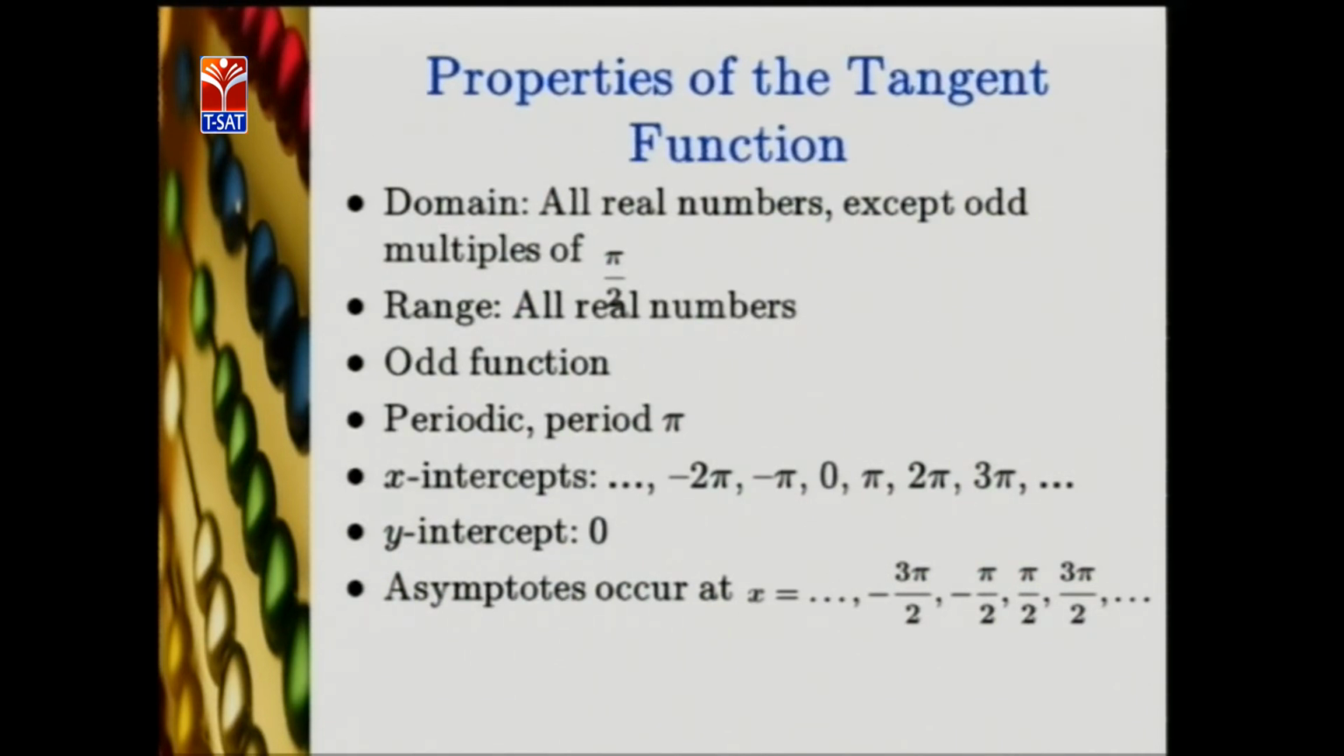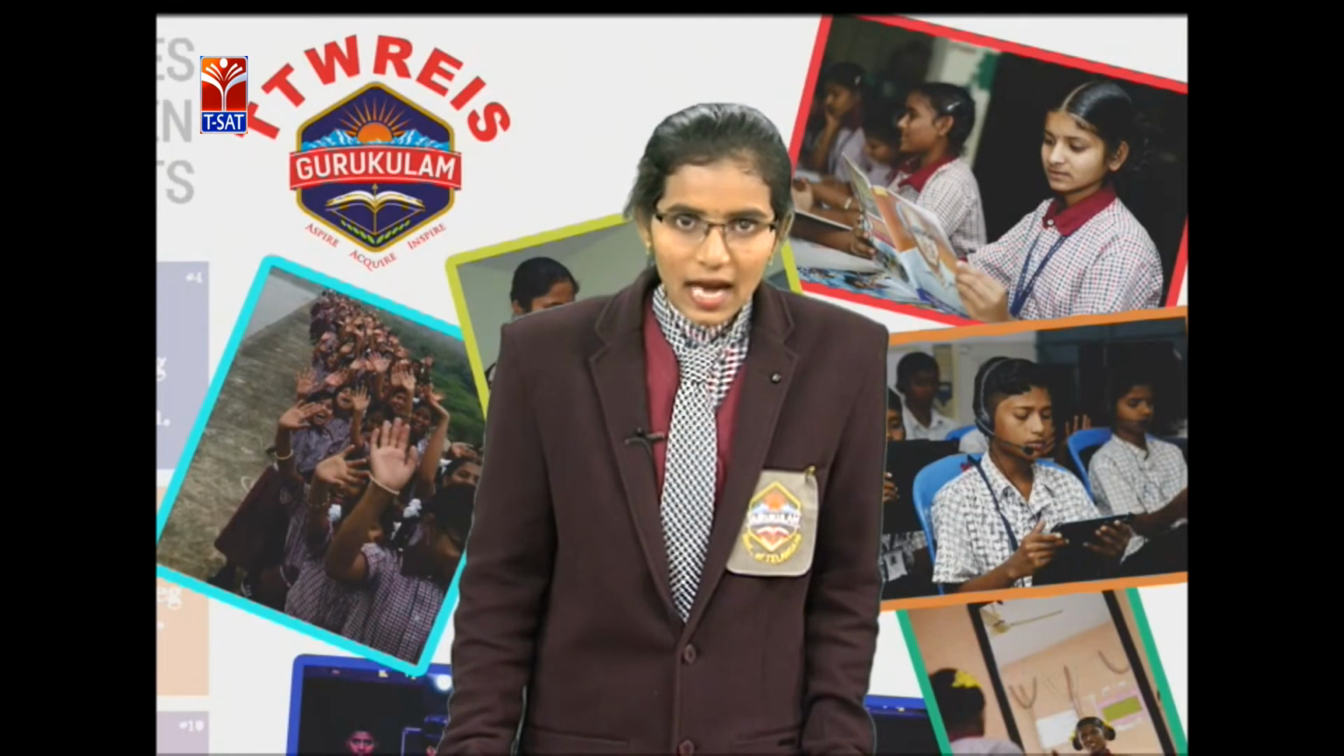Coming to the domain of this tangent function: all real numbers except at every odd multiple of pi by 2. The range of this tangent function is all real numbers. It is an odd function and the function is periodic, and the period of this tangent function is pi. It means that in the cos and sine functions we got the periodicity as 0 to 2 pi, but in this tangent function we get the periodicity as 0 to pi. So the tangent function is a periodic function and its period is pi.